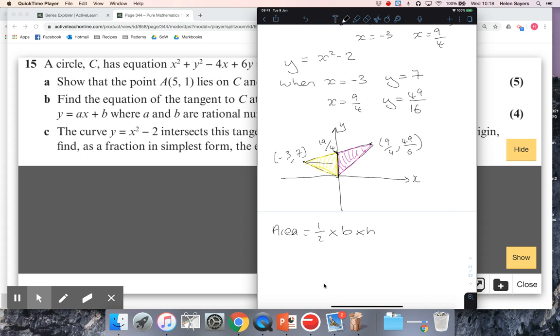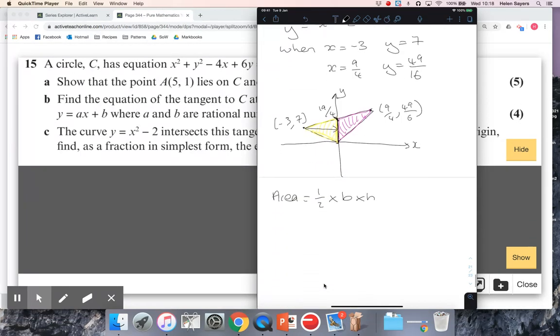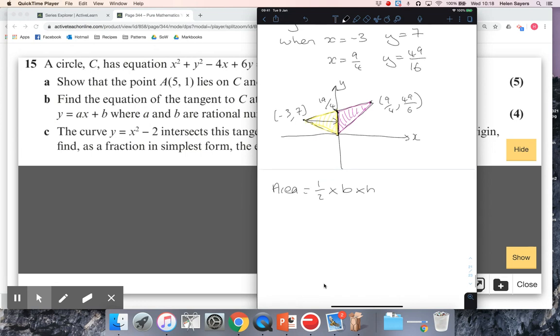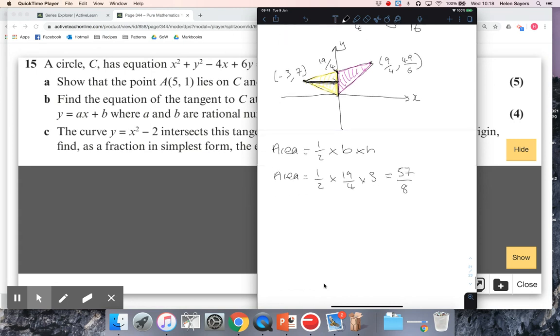So what do I need for a triangle? I need base times perpendicular height. So for the yellow triangle, the base is 19 over 4, and the perpendicular height is just going to be the x-coordinate. So it's obviously the x-coordinate is -3, but in terms of the length, that's 3. So stick that into my calculator. So 19 over 4 times 3 times a half. So that gives me 57 over 8.